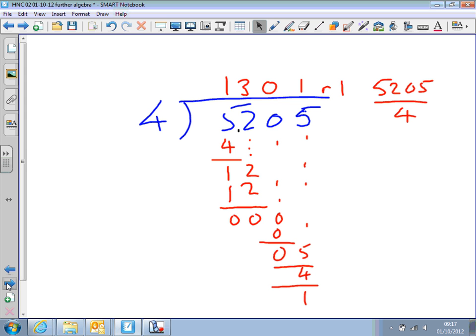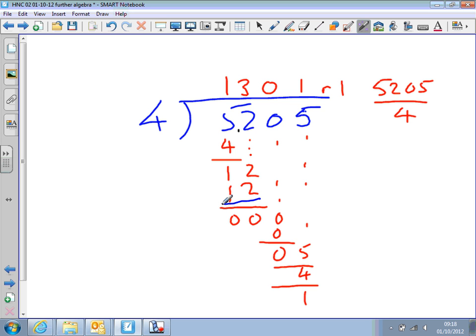So don't write it while I'm talking. I'll give you a chance to write it down because this is exactly what we're going to do with an algebraic expression. So 4s into 5 goes once. What are 4 ones? 4. So 5 take away 4 gives you the remainder, which is 1 in this case. Then you bring down the next value, which gives us 12. 4s into 12, 3 times. What are 4 3s? 12. Find the remainder, which in this case is 0.